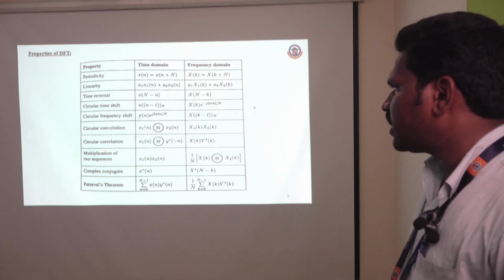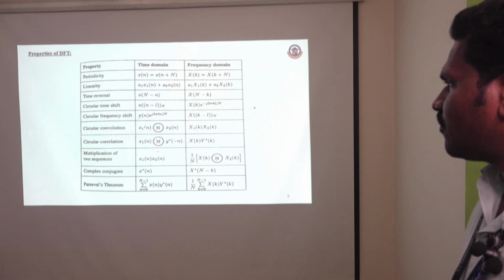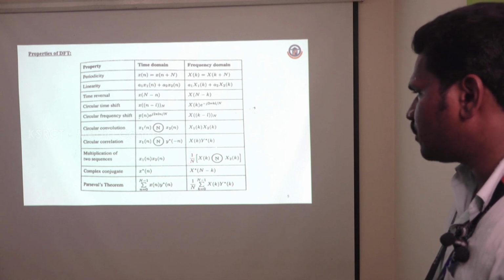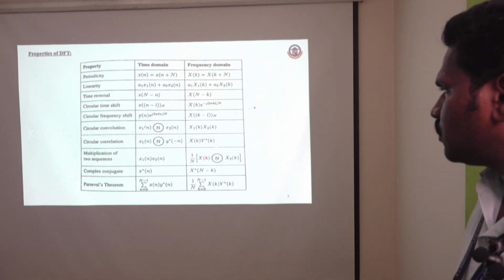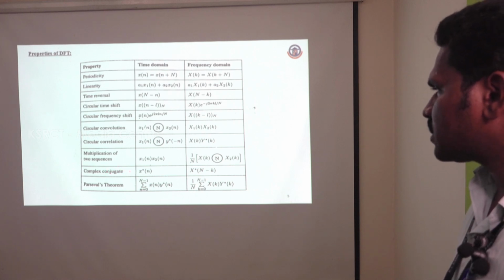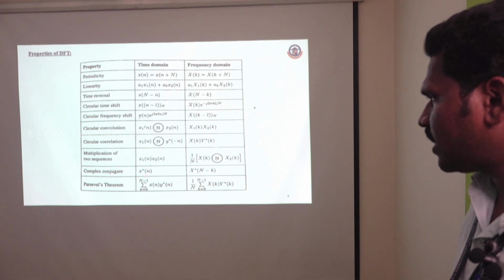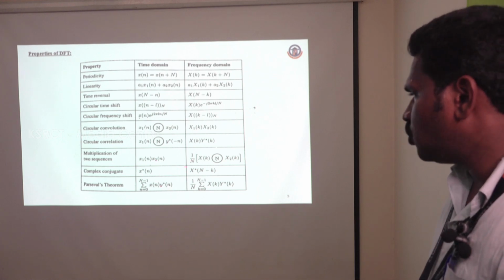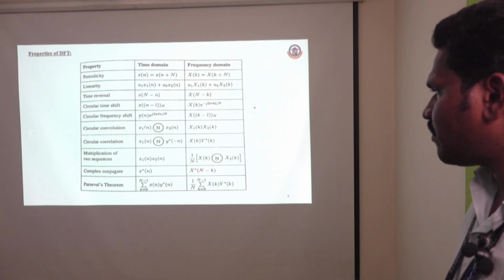Now the next property is multiplication of two sequences x1 of n and x2 of n. Now what we get in the frequency domain is 1 by N into X1 of k circularly convolved with X2 of k. And the last one is the complex conjugate. Complex conjugate stands for x conjugate of n, and therefore the frequency domain is also capital X conjugate of N minus k.